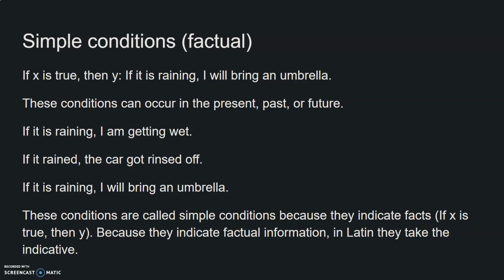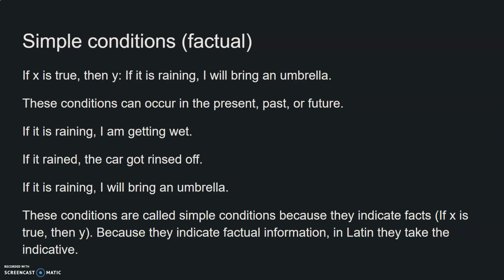First, there's a type of condition that we call simple conditions, which indicate factual occurrences. A good way of thinking of these logically is if X is true, then Y occurs. So an example: if it is raining, I will bring an umbrella. If X is true, if it is raining, then Y. Then I will bring an umbrella.